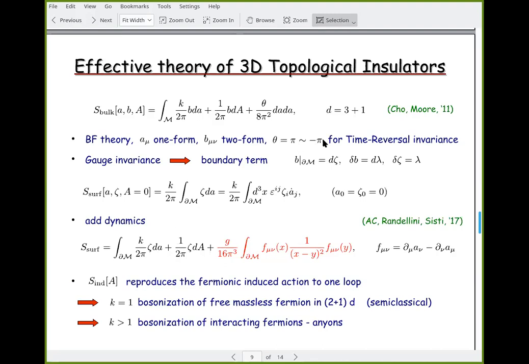So the way to understand this Z2 index for this state is the fact that theta can only take either zero, which is a trivial theory, or pi, which is a nontrivial topological theory, and no other values which are consistent with time reversal.